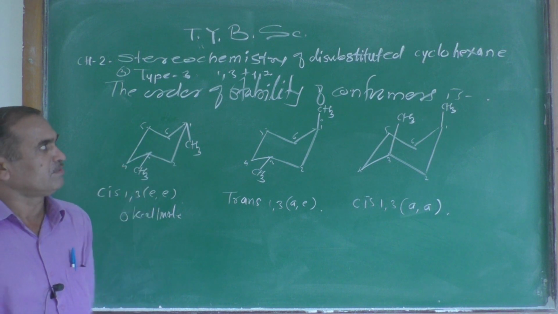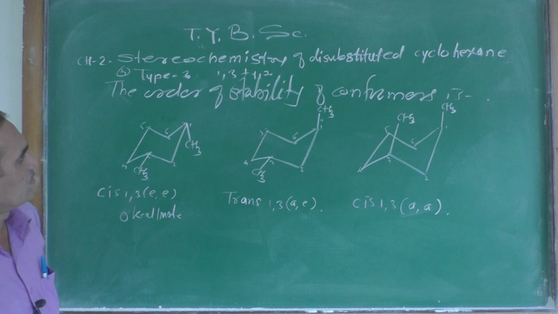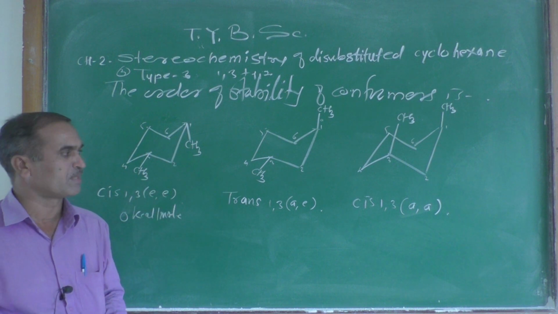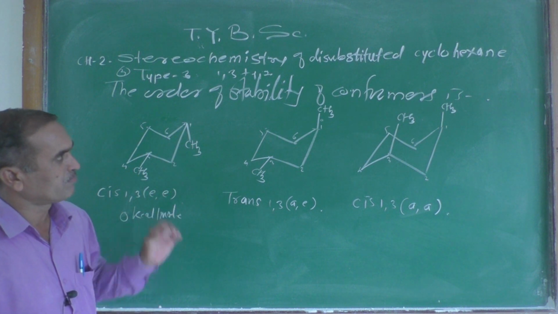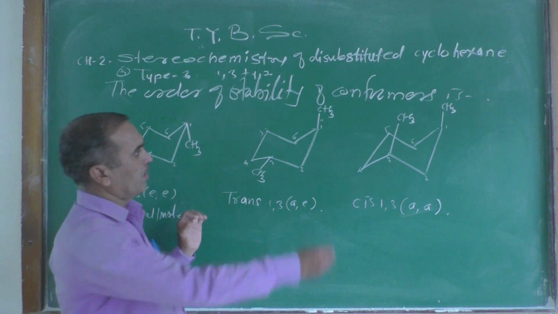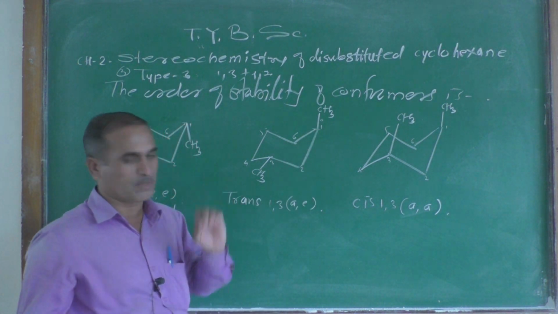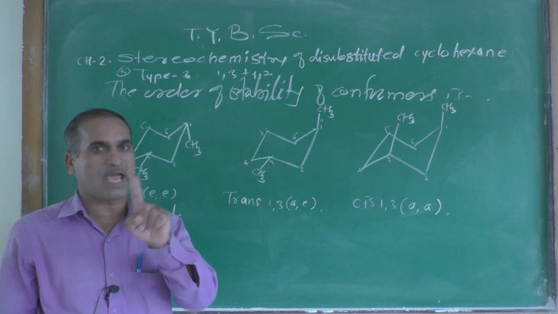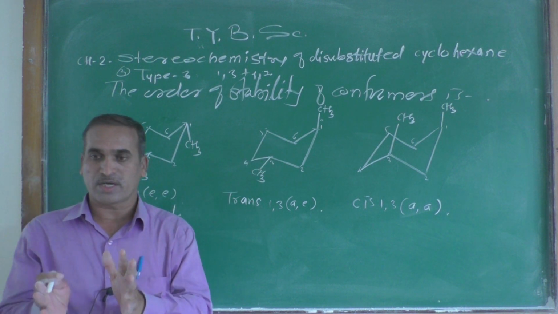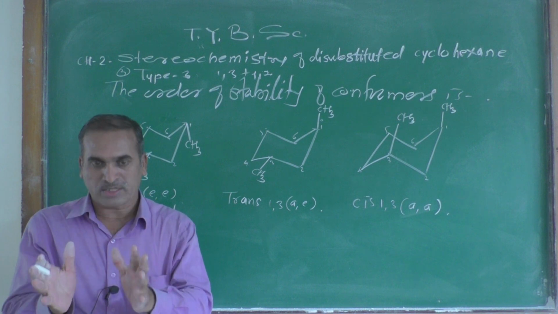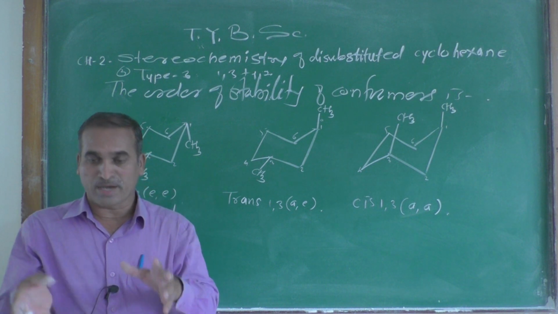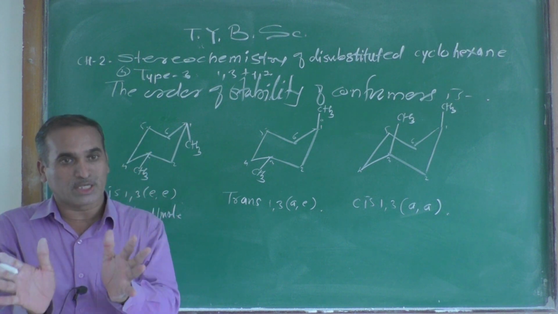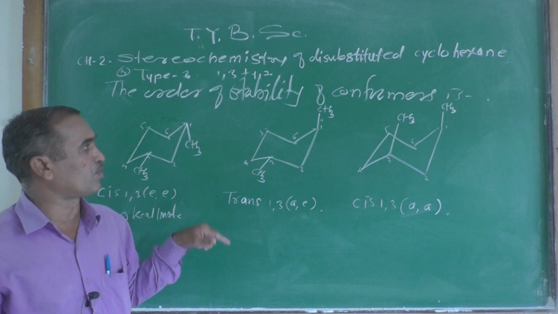Now look at the second structure. Observe it carefully. What do you see here? Here you can clearly see one of the methyl substituents present at the axial position. Yesterday we saw a model, and from that model we easily understood axial and equatorial.